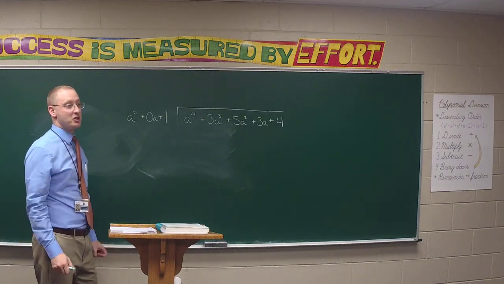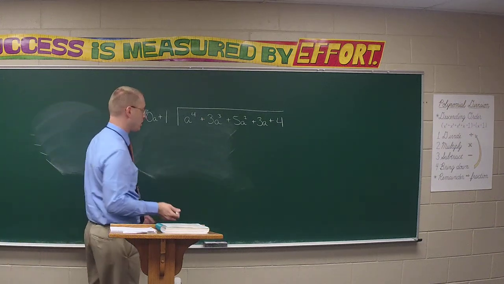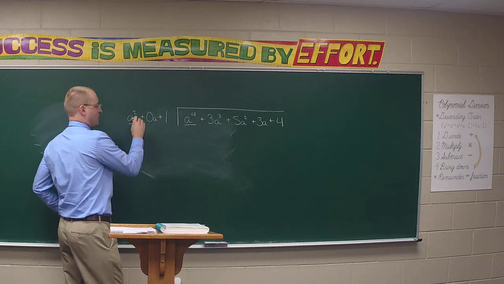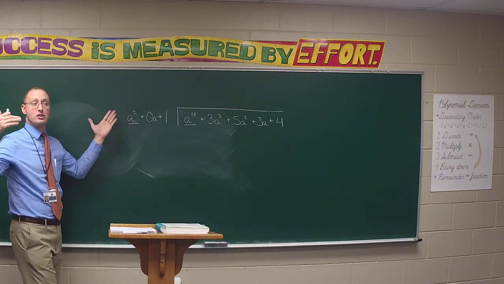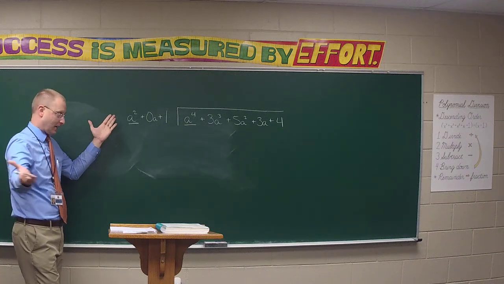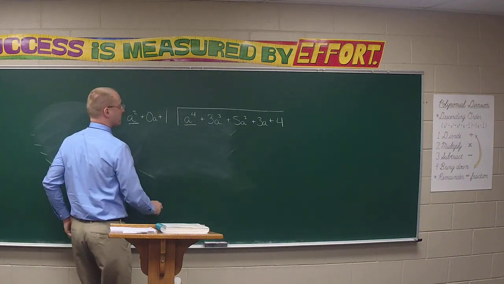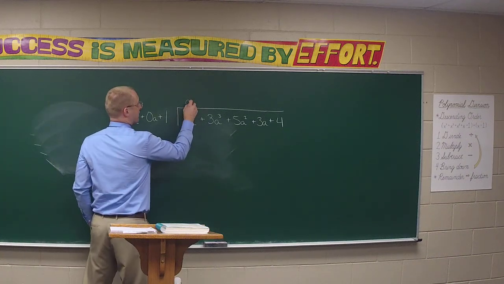My first step is to do what, Audrey? Divide the first by the first. It's a to the fourth divided by a squared. Of course, we know when we divide like bases, class, we subtract the exponents. So, Audrey, when I divide, I get a squared. I'm going to write it down.